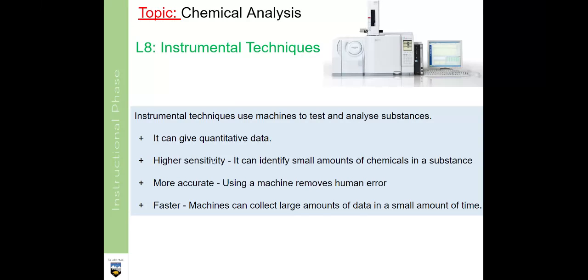They are more sensitive, so they can identify smaller amounts of a chemical in a substance. So if the amounts are so small that, for example, paper chromatography might not be able to identify it, gas chromatography would. They're more accurate, because by using a machine, you're actually eliminating human error. And they're faster, so they can produce bigger amounts of data in a smaller amount of time compared to us mere humans.